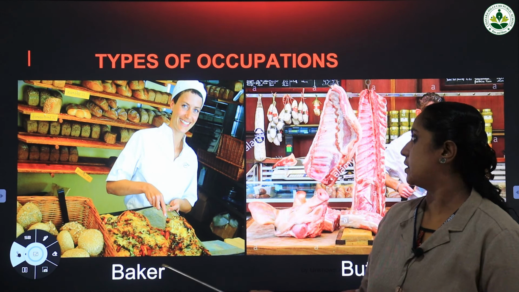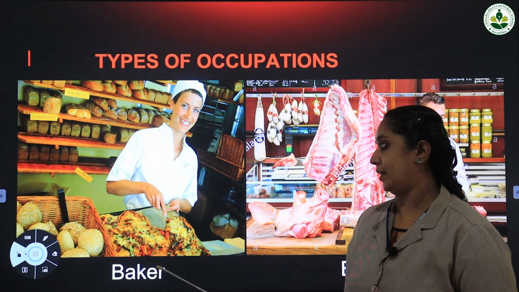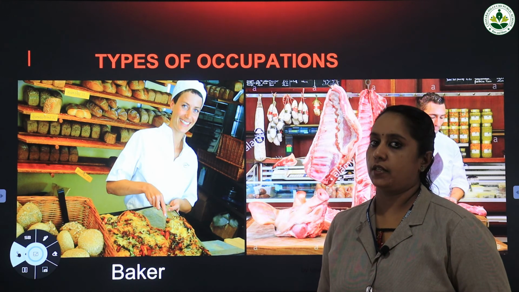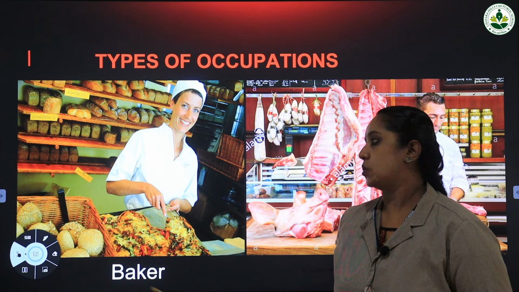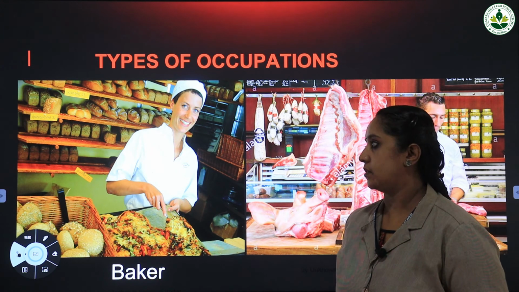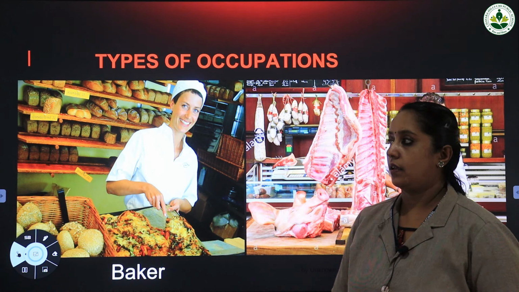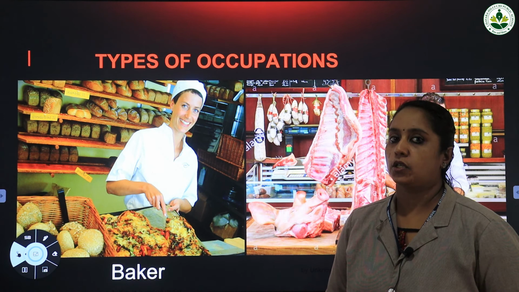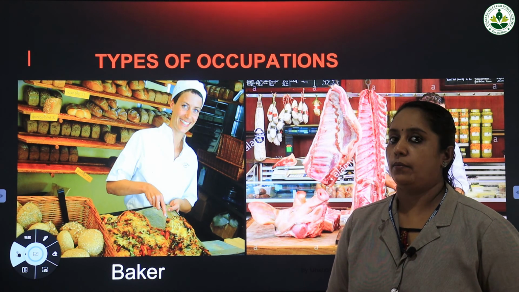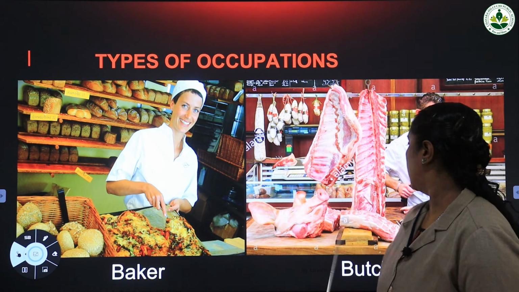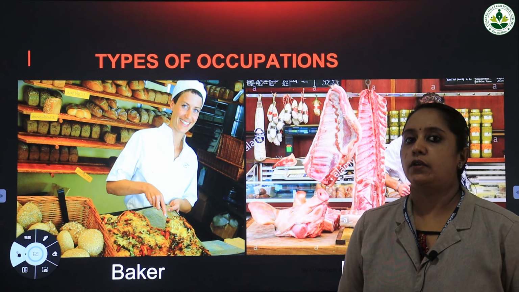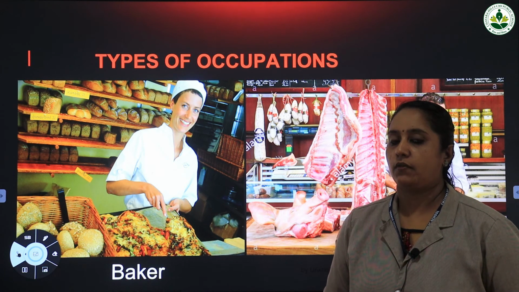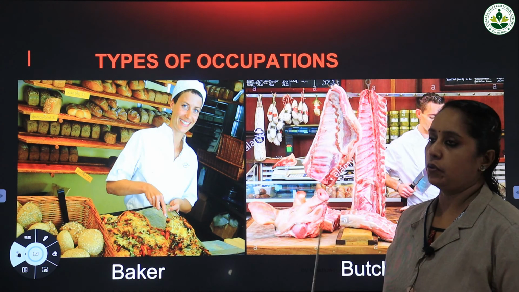Now what can you see here? You can see a baker. We go to bakeries for buying sweets and all sorts of confectionaries, isn't it? So a baker sells sweets and all sorts of confectionaries. So this is a baker. And you can also see a butcher. What is the job of a butcher? A butcher cuts and sells meat. Normally we go to this shop for buying meat of different animals, isn't it? We feed on meat. So this is the butcher.